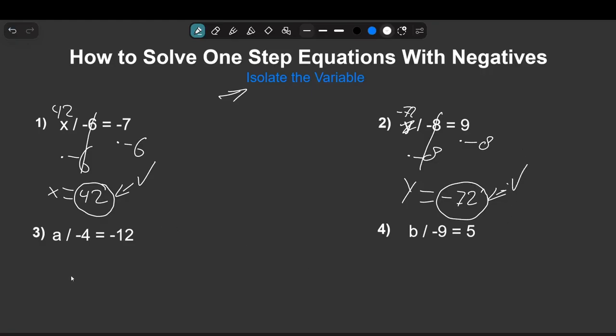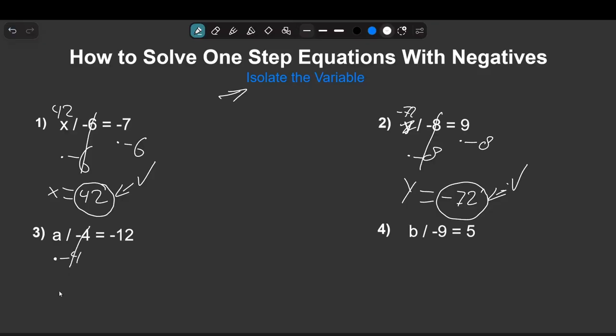So now let's go over to the third example, where we have a divided by minus 4 equals minus 12. Again, something divided by minus 4 will equal minus 12. And if you're good at mental math, maybe you could do this without using the whole method. But in this video, I'm going to show you using the method on how to isolate the variable and then solve the rest of the problem. So to isolate the variable, we're going to change it to multiplication again. So we're going to do times minus 4.